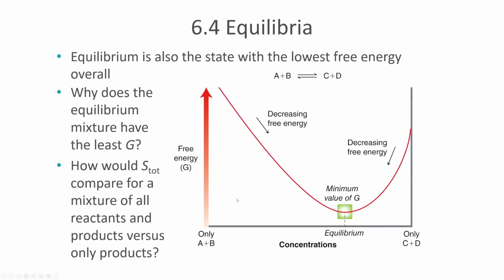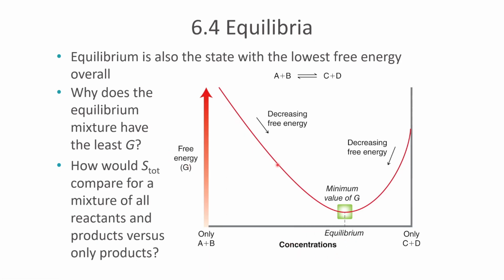So when the reaction seems to stop, that's what we call equilibrium. Equilibrium is where the rate of the production of products equals the rate of production of reactants. As reactants are consumed in an exergonic reaction, and this is representing an exergonic reaction, we have free energy on the vertical axis, concentrations on the horizontal.